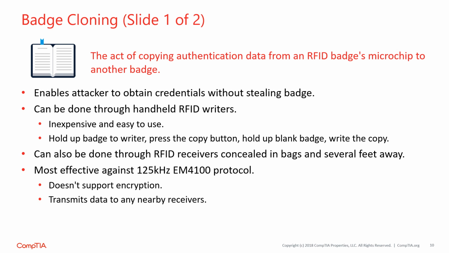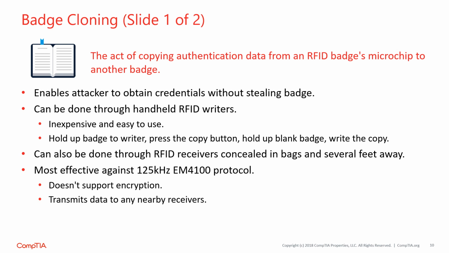Badge cloning can be done through handheld RFID writers, which are inexpensive and easy to use. You simply hold the badge up to the RFID writer device, press a button to copy its tag data, then hold a blank badge up to the device and write the copied data. You now have a clone badge. What's more, certain badge cloning tools can read the data like any normal RFID reader, in that the reader can be several feet away and concealed inside a bag.